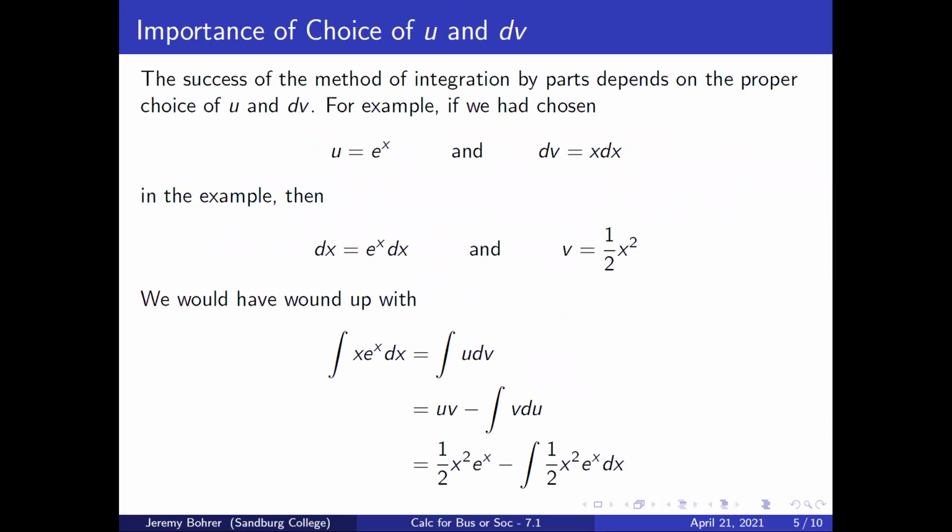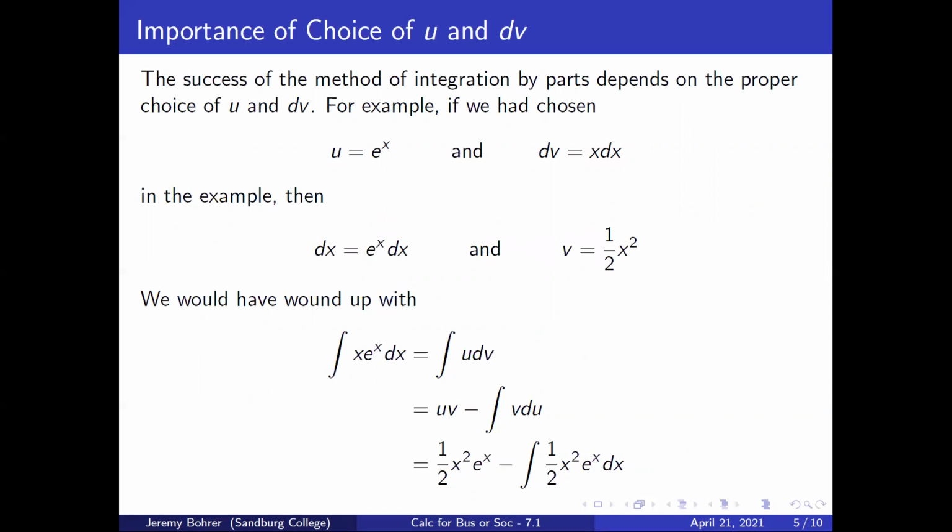The success of the method of integration by parts depends on the proper choices of u and dv. For example, if we had chosen u equals e to the x and dv equals x dx in the example, then du equals e to the x dx and v equals 1/2 x squared.